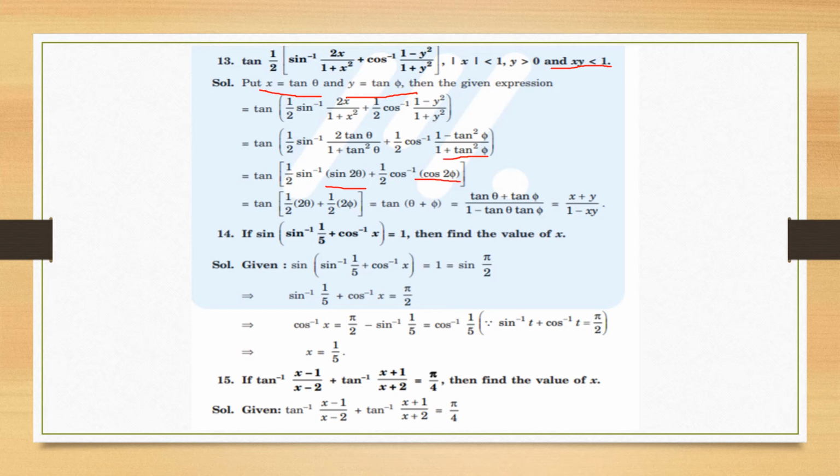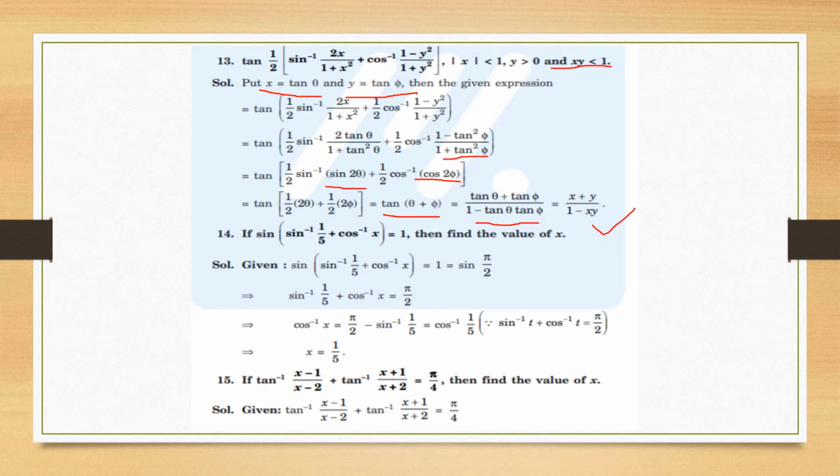So I get half of 2 theta plus half of 2 phi, that is, take half and this 2 common, so it gets cancelled and I get tan of theta plus phi, which can be written as tan theta plus tan phi upon 1 minus tan theta tan phi, which is my x plus y upon 1 minus xy.